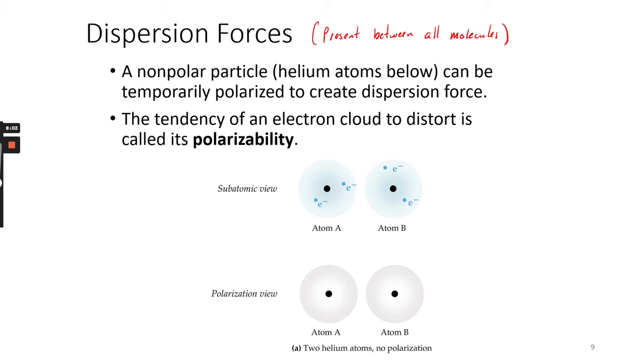But there is a probability that these 2 electrons would be on one side of the atom. And at that instant, they'll have a dipole. And then if another helium atom came close to it at that instant, it can induce a dipole in that helium. And then they would be attracted to each other. Okay? When they do that, you are distorting the electron cloud. And the ability to distort the electron cloud is called polarizability.